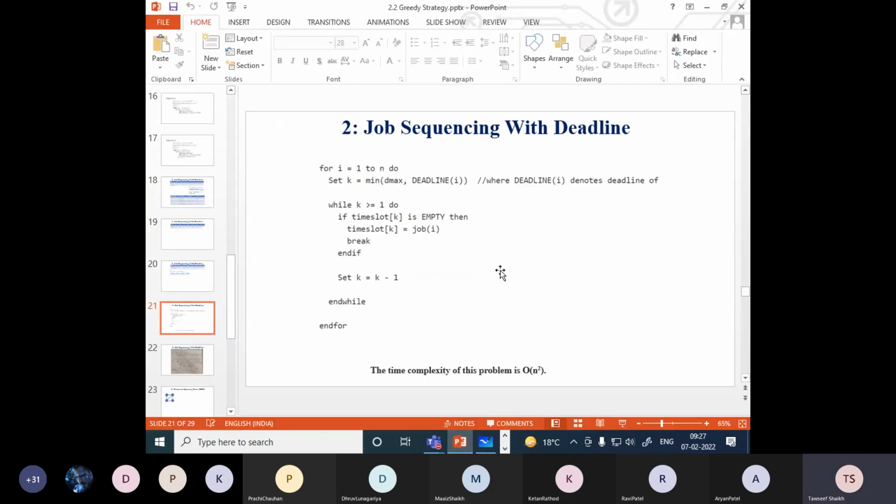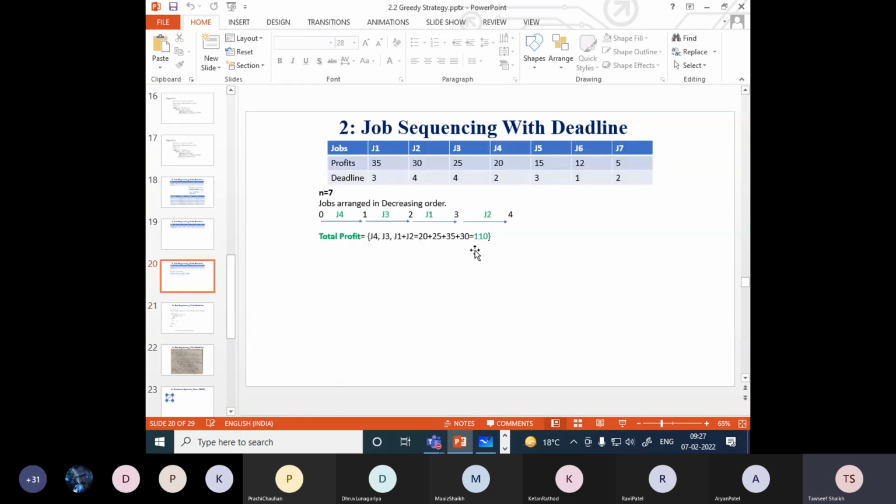So this was to help you understand how the algorithm for job sequencing with deadline is working. And I will be sharing this presentation with you today in the group so that you will come up with the solution of this. You will have an idea.